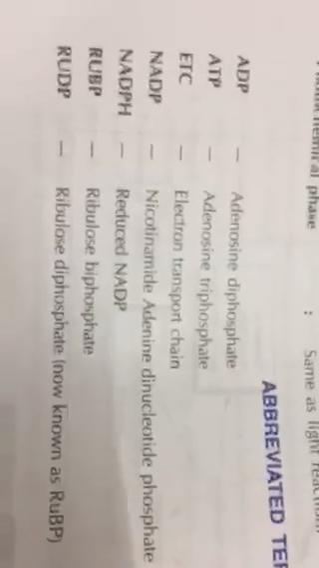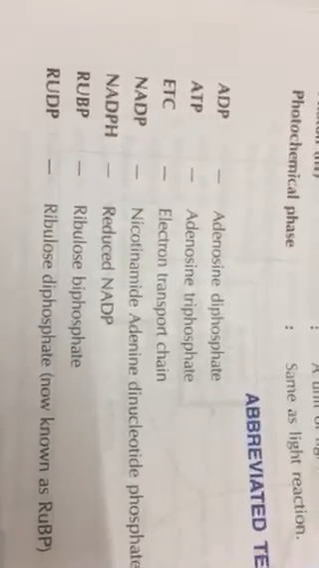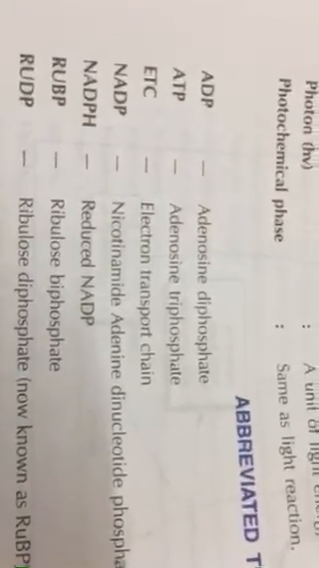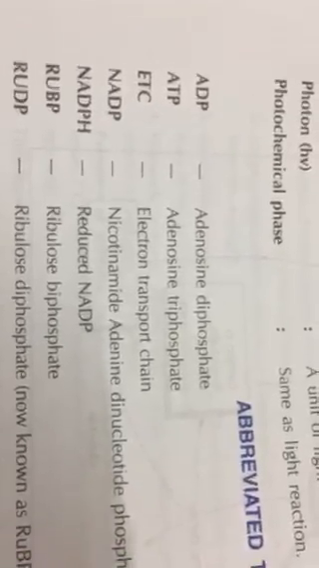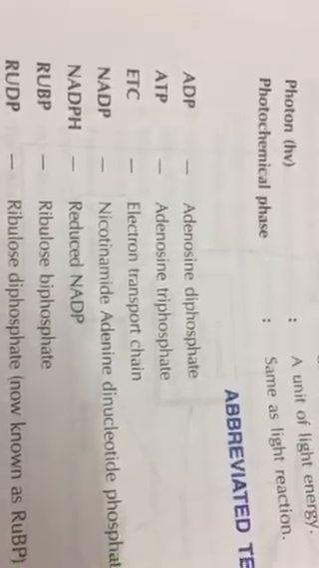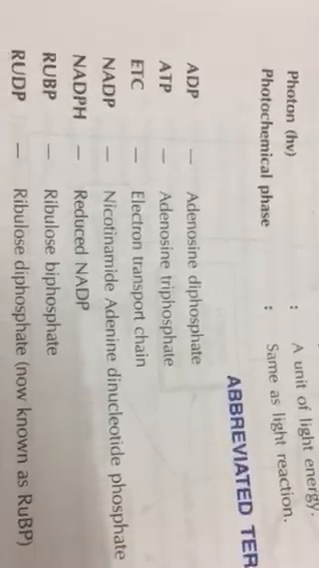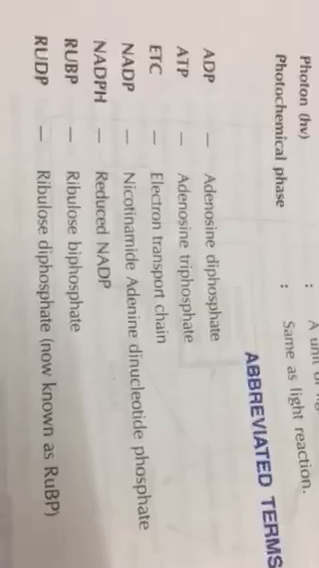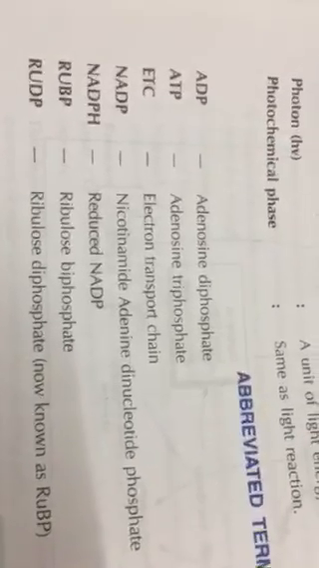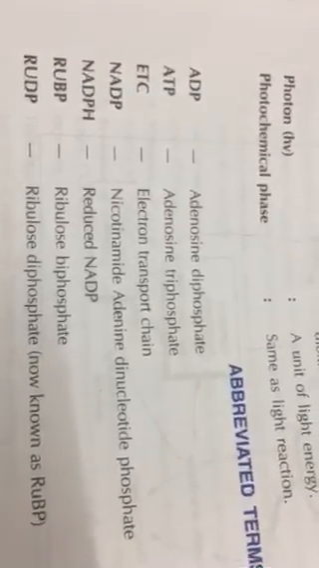Then overall you must note down these abbreviations. At least 2 questions will come: ADP, ATP, ETC, NADP, NADPH, RUBP, RUDP.